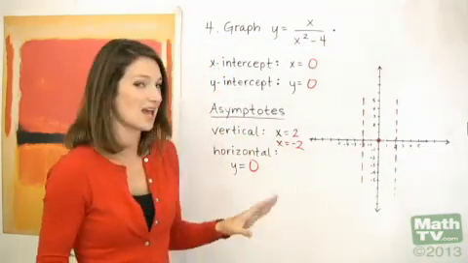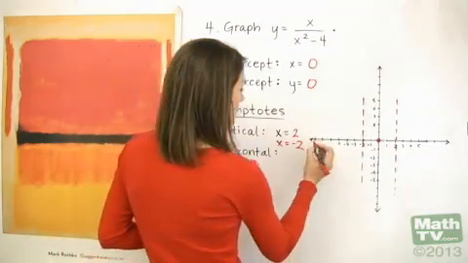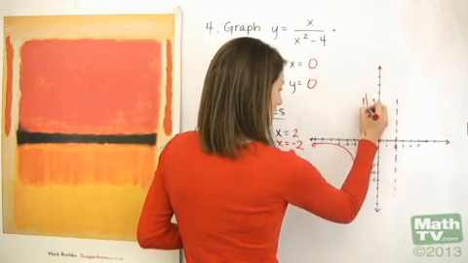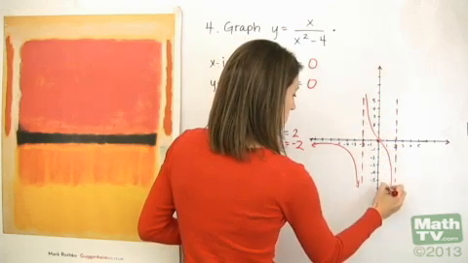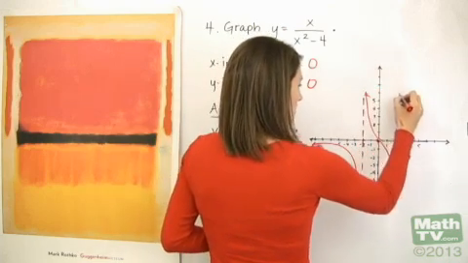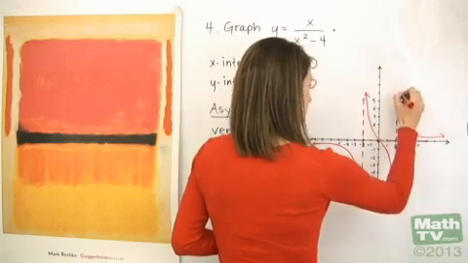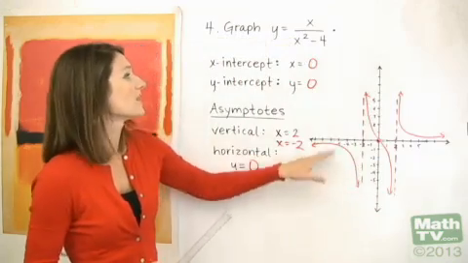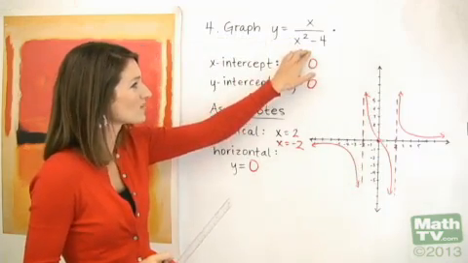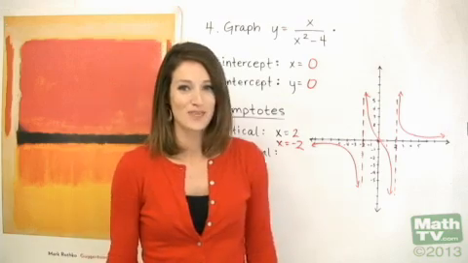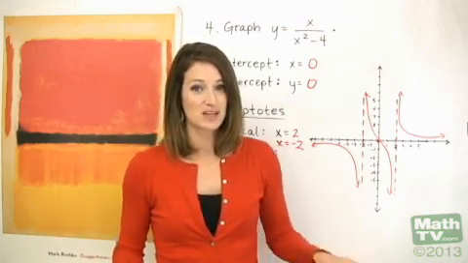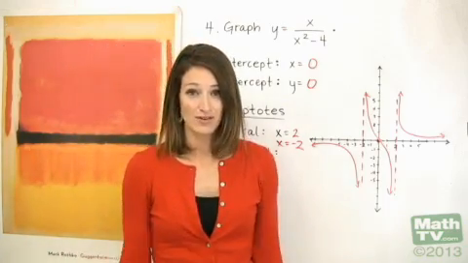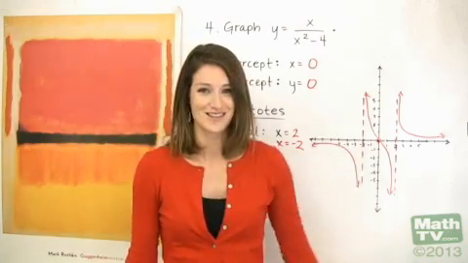So if you were to find a table of values and plot your points, you would end up with a graph that looks something similar to this. Crosses at 0, 0. All of our curves get very close to our asymptotes but never cross. So here is what the graph looks like for our function y equals x over x squared minus 4. So when you're graphing rational functions, make sure that you're finding the intercepts and the asymptotes, and then maybe figure out a table of values to help you graph, and it will make the process much simpler.